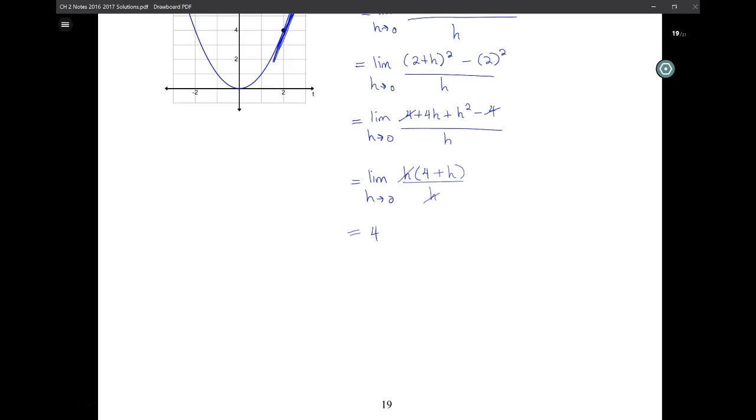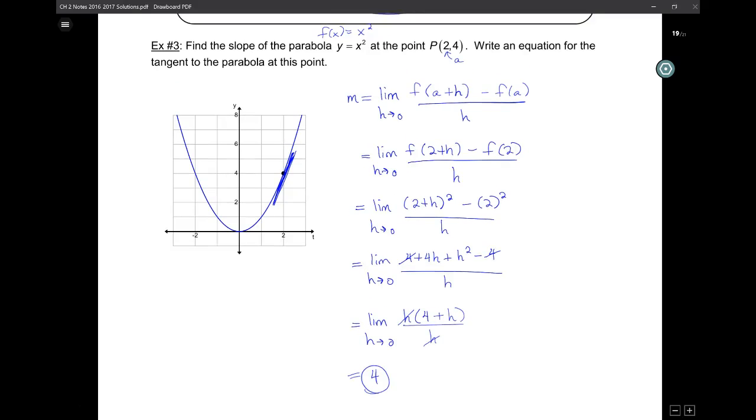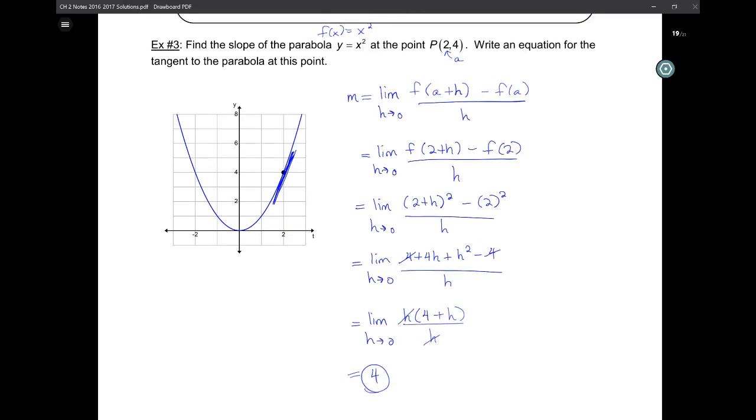Okay, guys, you missed it. It's 4 plus h. What's the slope? 4. Whoa, what about the plus h? Hold on, we can't plug in 0 because it's not on the denominator. You can't plug in 0 in the denominator. Yes.